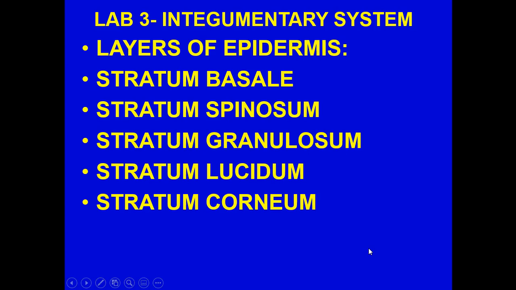So again, you will look at this in your book and you will review the stratum basale, the spinosum, the stratum granulosum, stratum lucidum, and the stratum corneum. The corneum is sort of the dead cells. We shed off 5,000 to 50,000 particles an hour. And that includes, of course, hair cells, eyelashes, and skin cells.